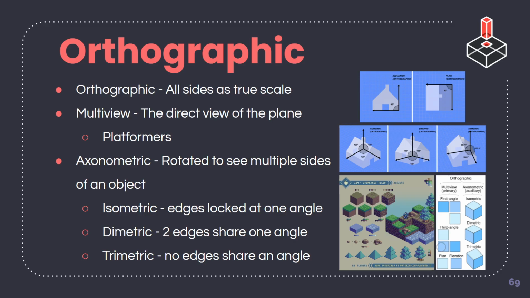Ultimately, orthographic is where your camera is locked at a 45-degree angle, and as the edges of your object are parallel with each other, no matter how far you scale your camera back, nothing is going to warp in the camera.